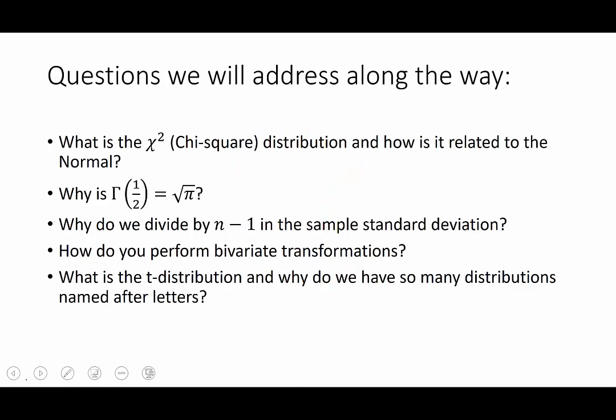First of all, in the next video, we're going to talk about what the chi-squared distribution is and how it is related to the normal. Then we're going to answer the age-old question: why is gamma of 1/2 equal to square root of pi? What do those two things have to do with each other? Finally, I know this is a big kicker because they never really talk about this in Intro to Stats: why do we actually divide by n-1 in the sample standard deviation? Fourth, we're going to talk about a topic that's really more of a Calc 3 or multivariable calculus issue: how do you perform bivariate transformations of random variables. And then finally, what is the t-distribution and why do we have so many distributions named after letters?